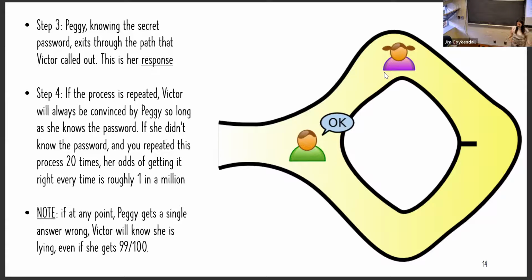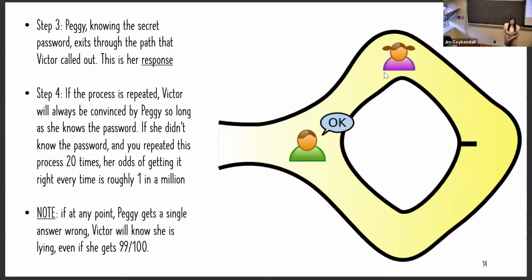So if this process is repeated, Victor will always be convinced by Peggy, because similar to the way that Jazzy was always able to tell if I flipped the balls or not, Peggy will always be able to come out of the correct side that Victor calls. If she didn't know the password though, and you repeated this process, say 20 or 30 times, her odds of getting it are roughly 1 in a million, basically none. She would have to be the luckiest person on the planet. It would just be negligible.